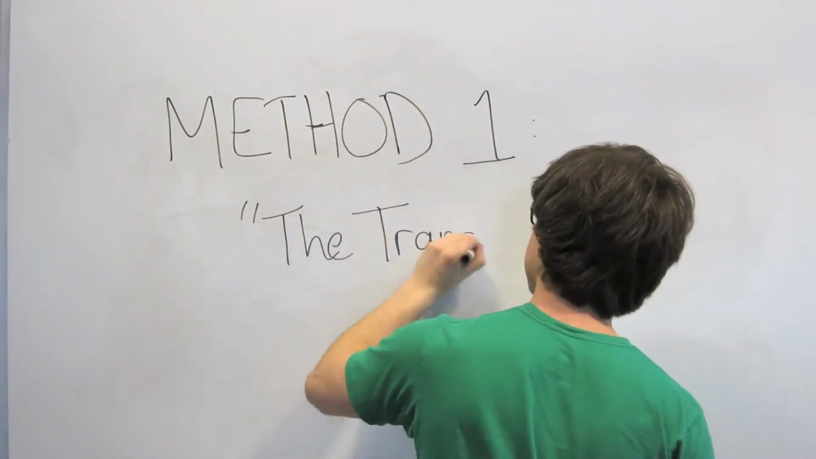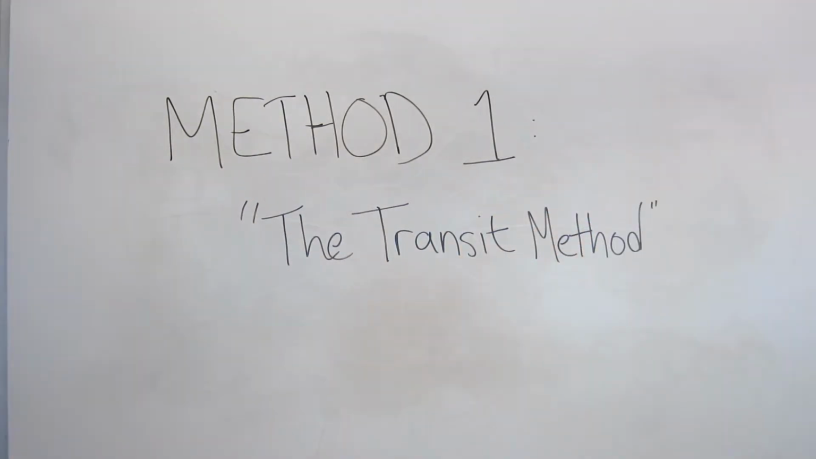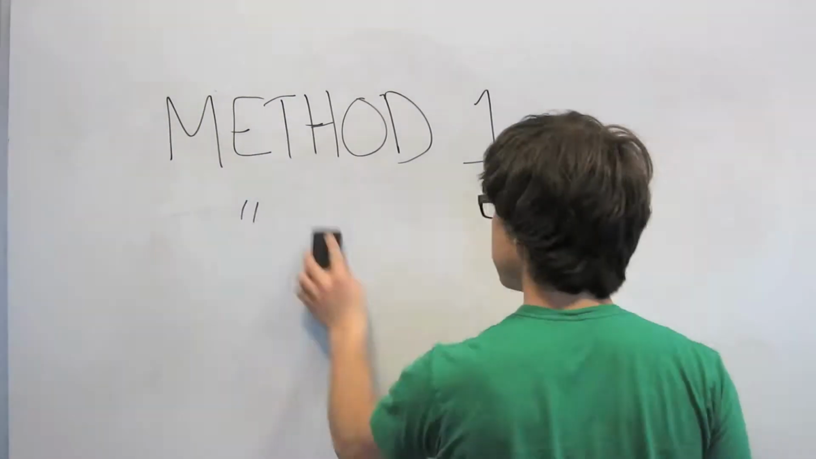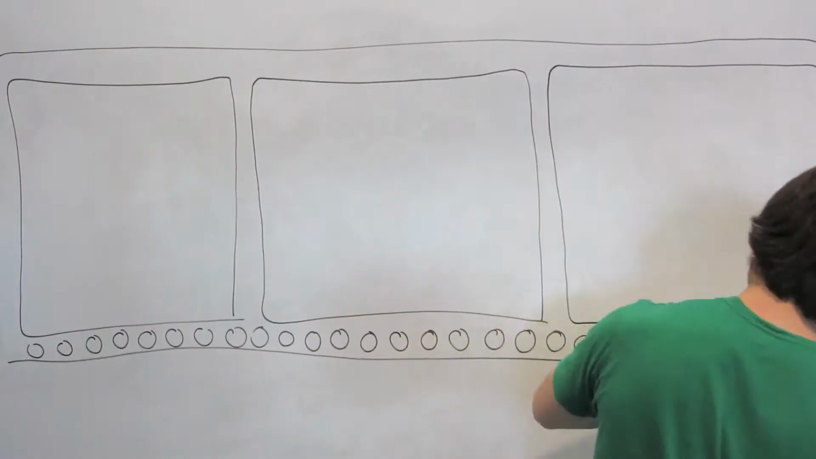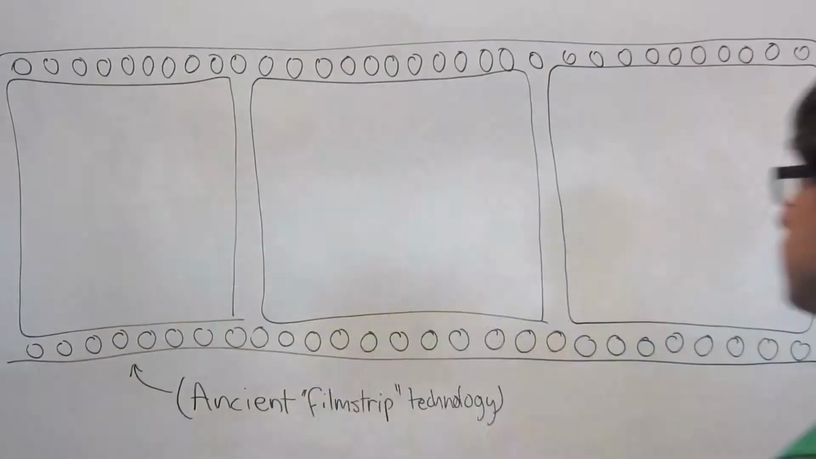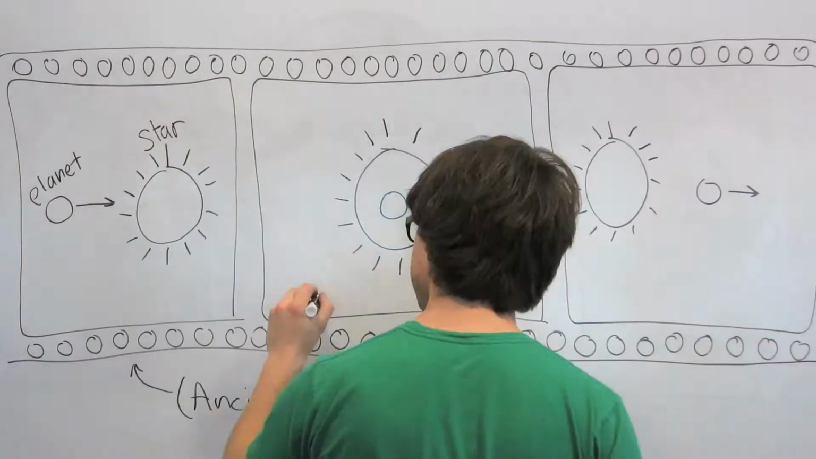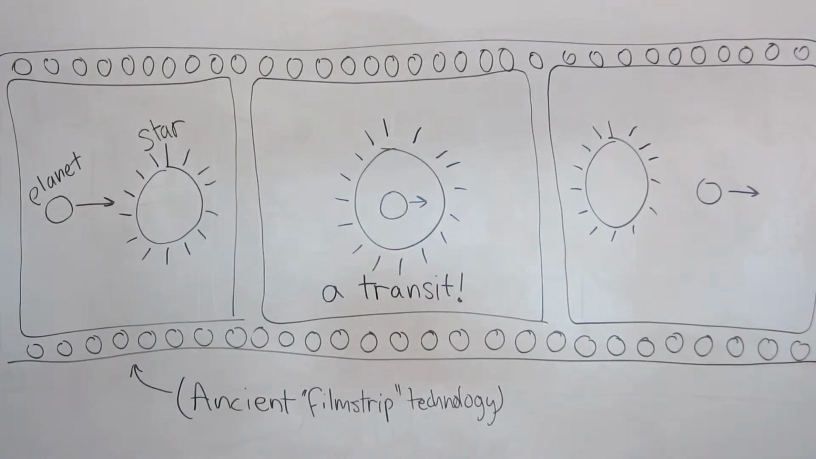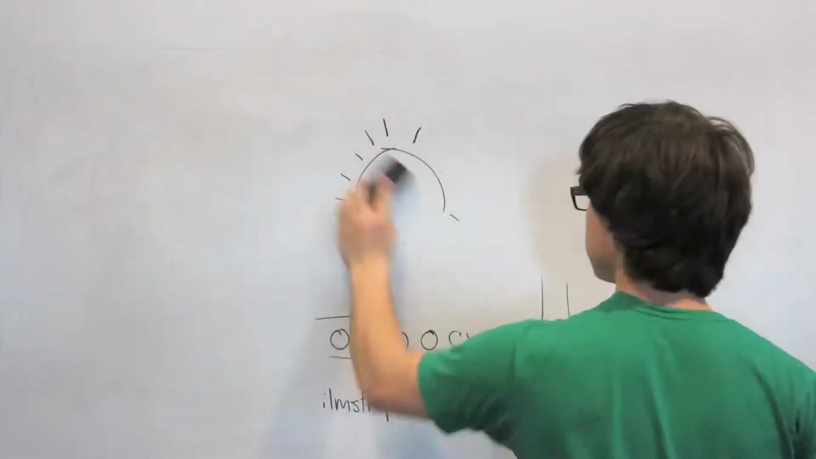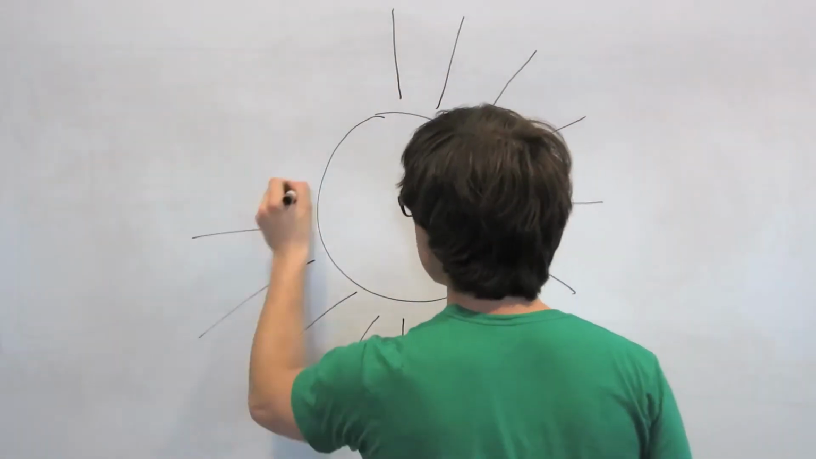The first way is called the transit method. In astronomy, a transit happens when a small object, in this case a planet, passes in front of a larger object, in this case the host star. When this happens, the star appears to get slightly dimmer for a period of time.